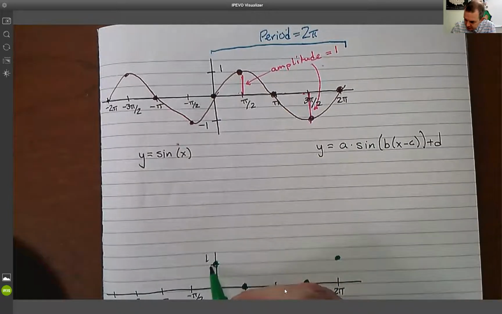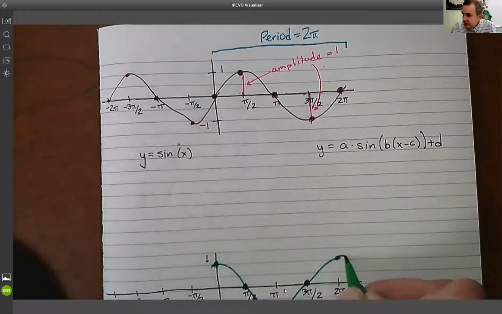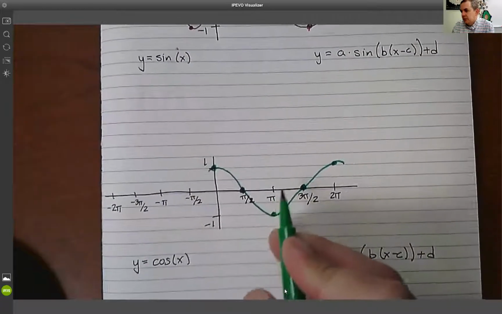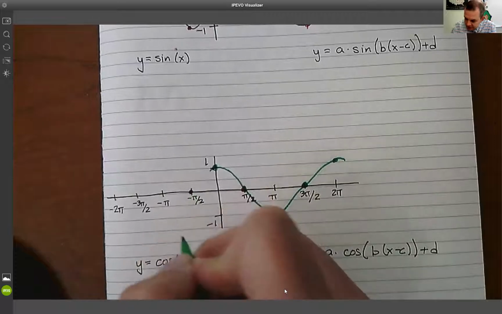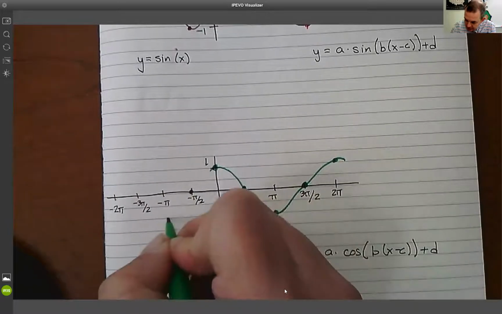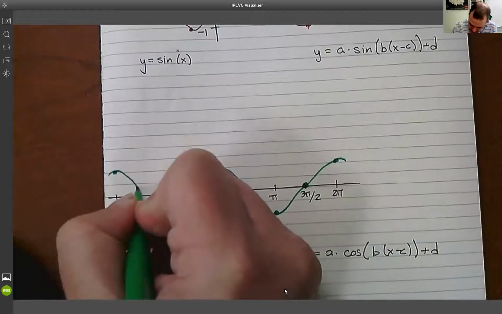And here's what my curve looks like. It kind of goes down and then back up and then down again. So there's my cosine curve. And again, it is mirrored over here. So this cycle just keeps going. So we have that. My curve kind of goes like this.